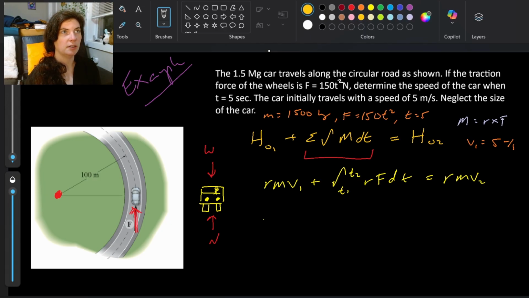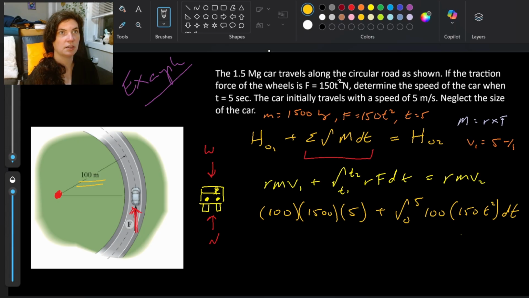Let's plug some stuff in here. My r is given in the image, 100 meters times the mass of 1,500 kilograms times our initial velocity of 5, plus the integral from 0 to 5 of 100 times F, 150 t squared dt, equals r, 100, times the mass of 1,500 times v2, which is what we're trying to find.